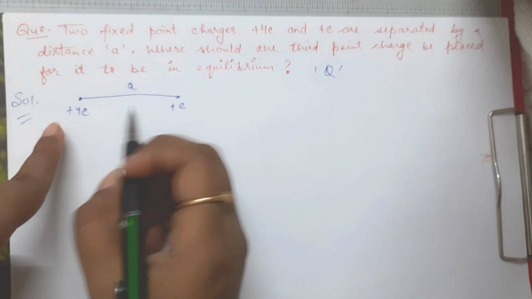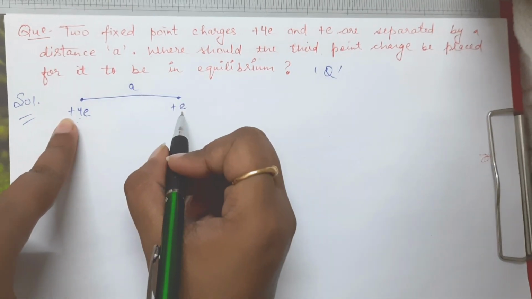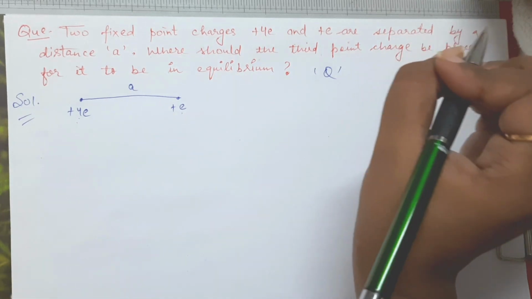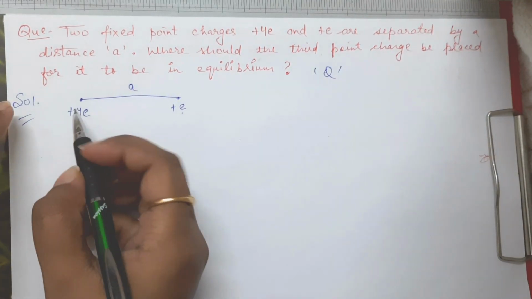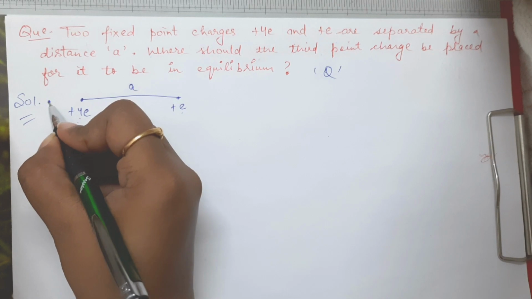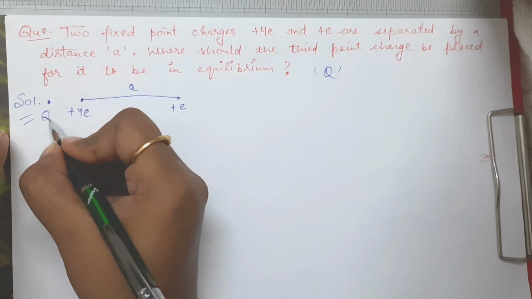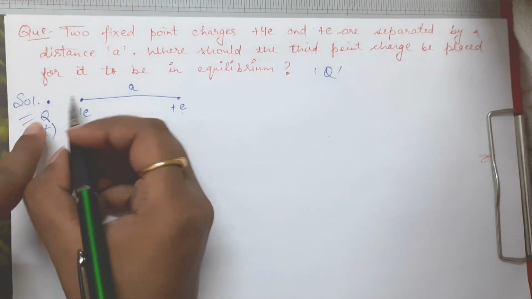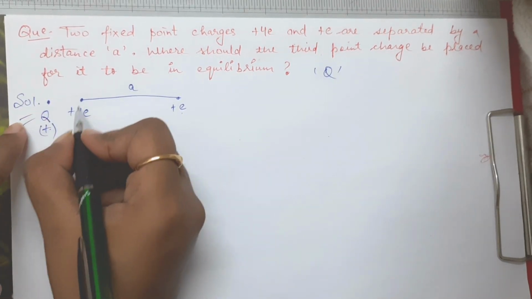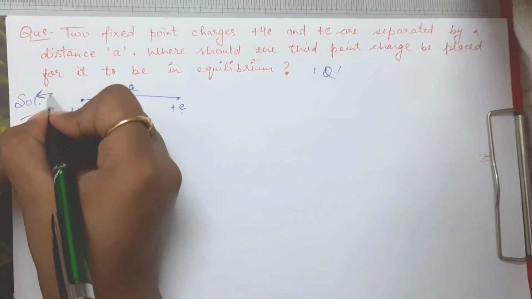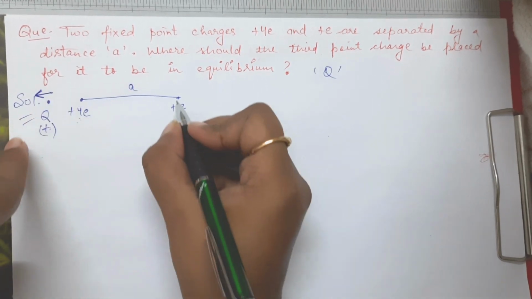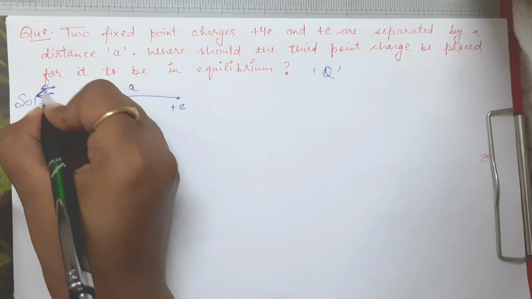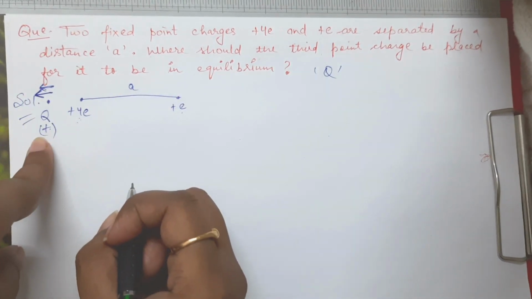Now suppose these two are positive charges. Q can be positive or negative. Suppose Q is positive and I place that Q over here. This one will repel this one in this direction, and this one is also positive, so this will also repel. So the net force cannot be 0 here.